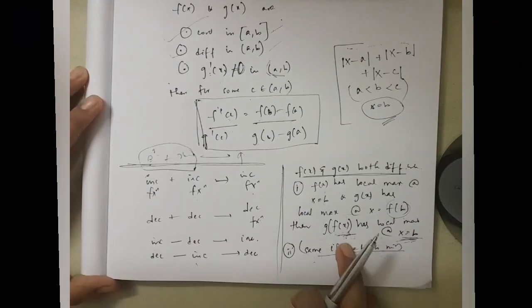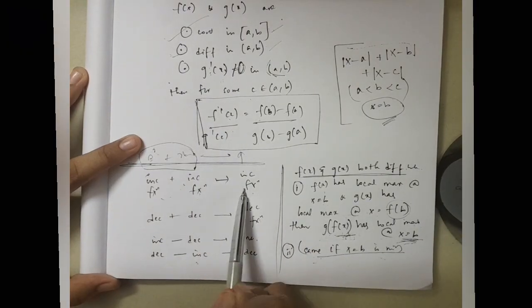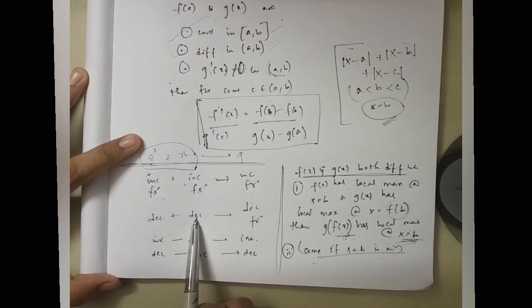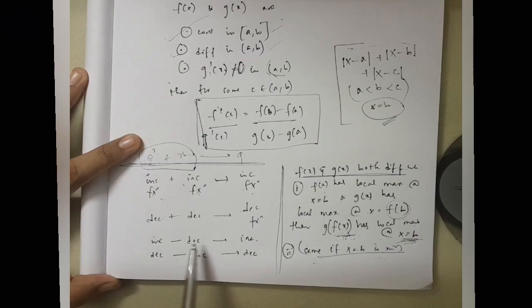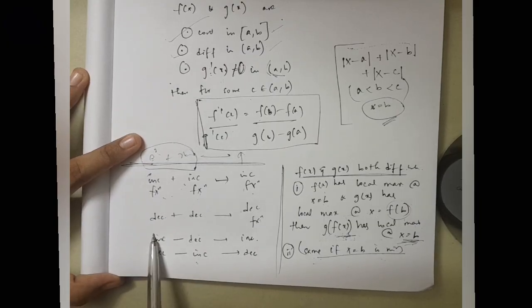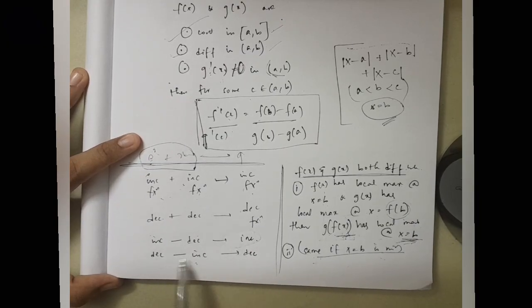Few more things that you could keep in mind are that when you add two increasing functions, you get an increasing function, and when you add two decreasing functions, you get a decreasing function. When you're subtracting a decreasing function from an increasing function, you arrive at an increasing function, and vice versa.